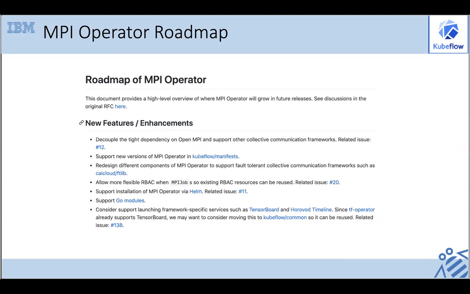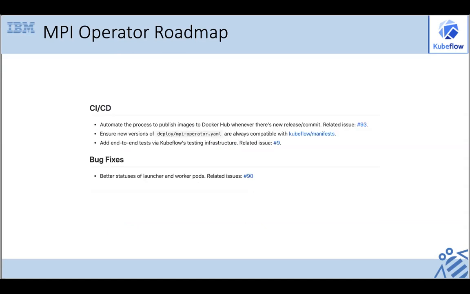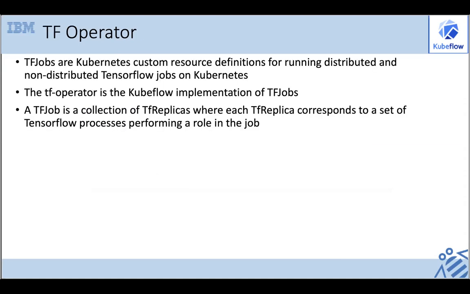But there's also more interesting things like decouple the type dependencies on MPI and support other collective communication frameworks. This might be useful because we have a large breadth of machine learning frameworks that we can use, and why don't we append the ability to use other collective communication frameworks as well. That gives us a bit larger breadth of options to use for this. And there's more things like CI/CD and bug fixes, and we don't need to go over every one. You can find the roadmap on the GitHub and see what might interest you and look at the related issues. So now we have TF operator.